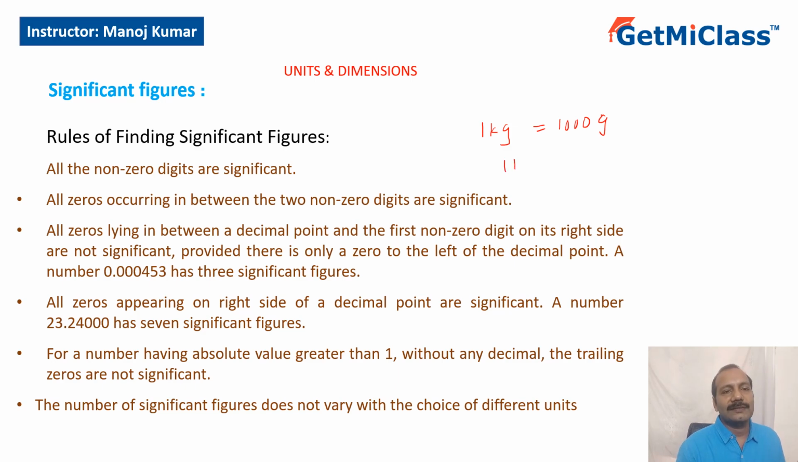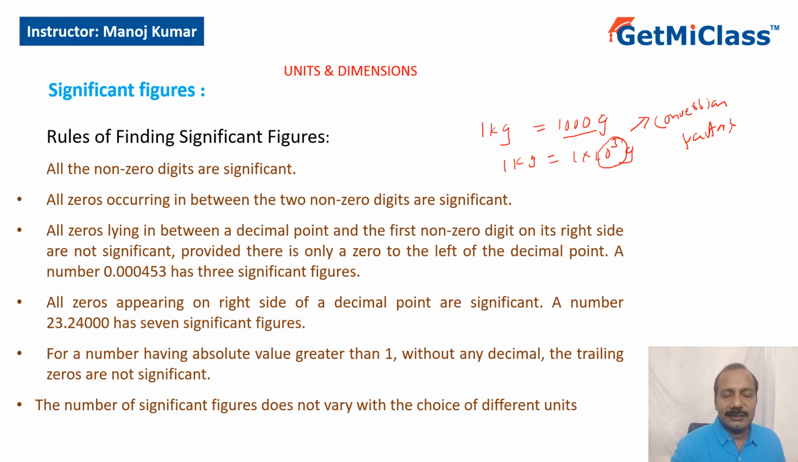So what do I say? I can write it as 1 kilogram equals 1 into 10 cube grams. So these zeros are expressed as powers of 10. All the zeros which can be expressed as powers of 10 can be considered conversion factors. So all zeros which can be expressed as powers of 10 are non-significant and everything else is significant. So that's what the rule says.